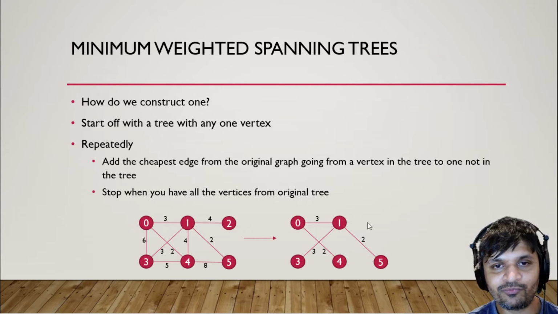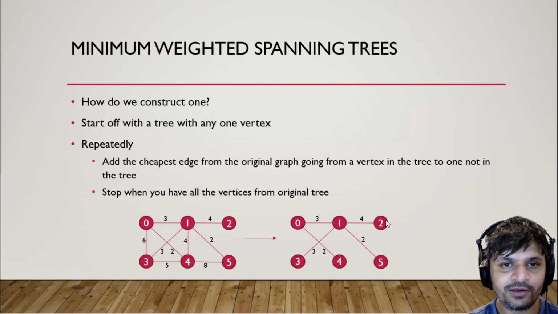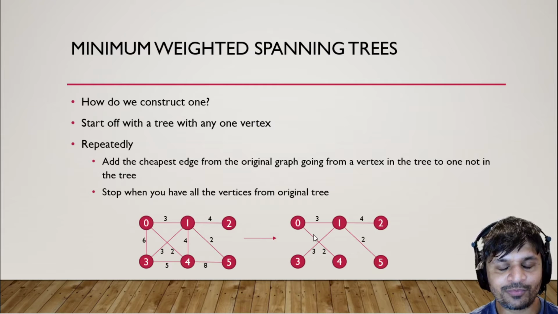And again, pick the cheapest edge going from a vertex in the tree to a vertex not in the tree, and I end up with 1,2 as the cheapest one. And now look, all the vertices from the original graph are in the tree, so we can stop. We're done. And that's our minimum weighted spanning tree. So that's pretty cool. That was quite easy, right? We just continuously chose the cheapest edge available to us.